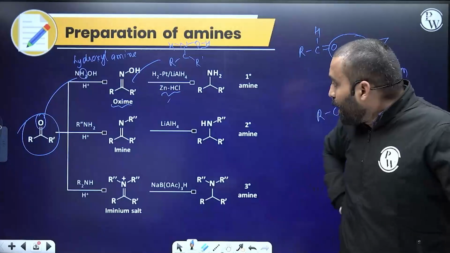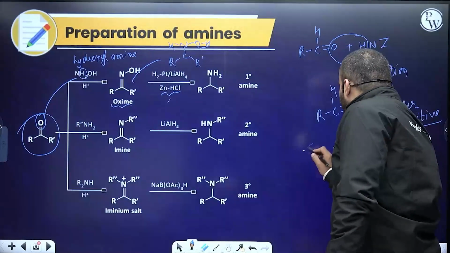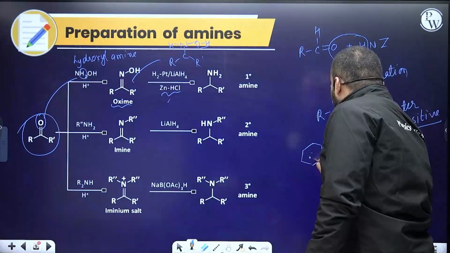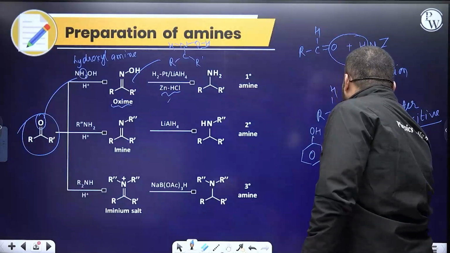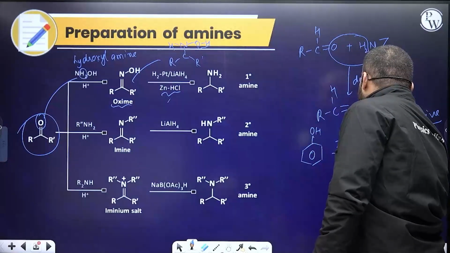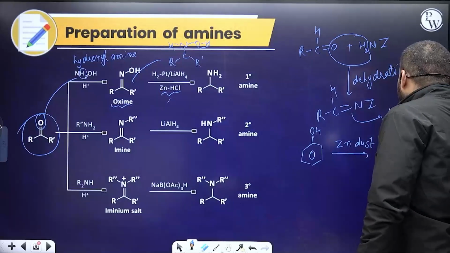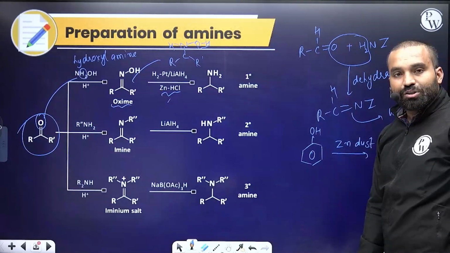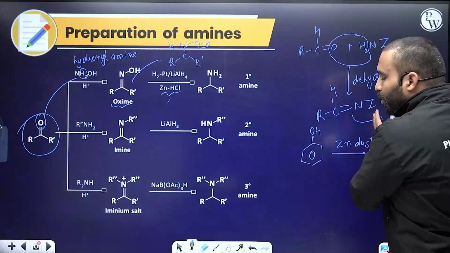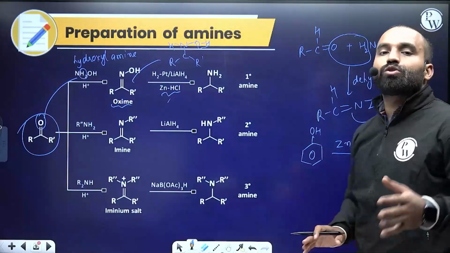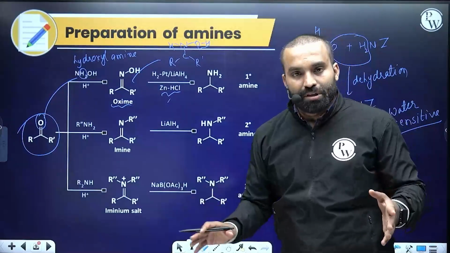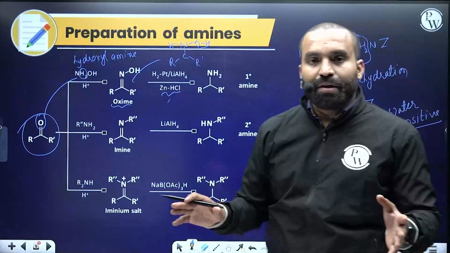I'm sure you remember one of the reactions starting from phenol. I want to prepare benzene from phenol. What do you use? Remember, zinc dust. Just use zinc dust and the compound obtained will be without the OH group. This is known as removal of OH. Why? Because zinc is oxophilic. Zinc loves oxygen. If oxygen is present somewhere, it will trap it.